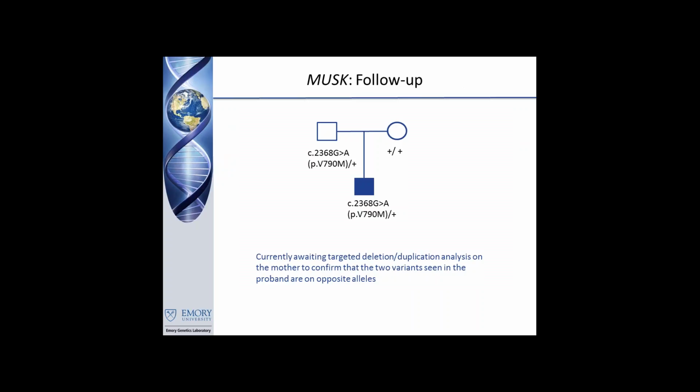So now we are currently awaiting testing in the mother to see if she happens to be, because we want to make sure they segregate in the family. So we want to make sure that mom has that deletion and then dad has that variant of unknown significance. And if these are shown to segregate, we'll most likely reclassify that variant to likely pathogenic, which could be the diagnosis for this patient.